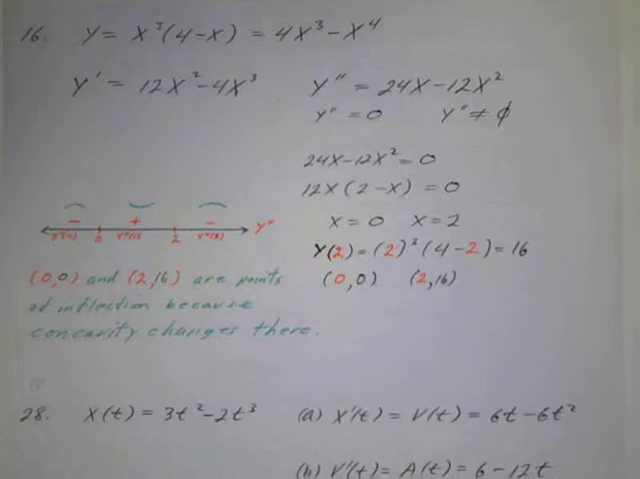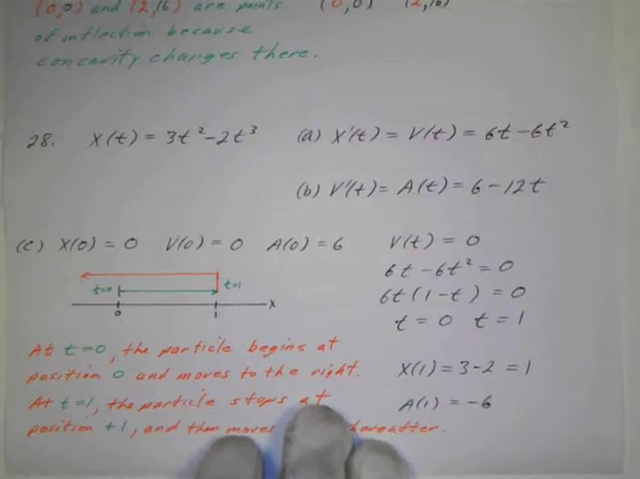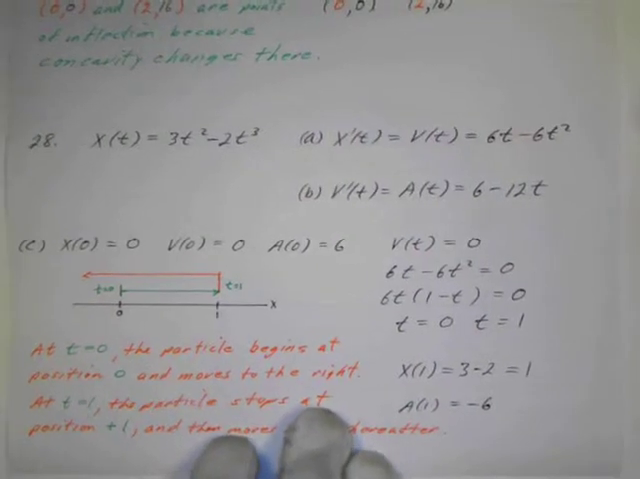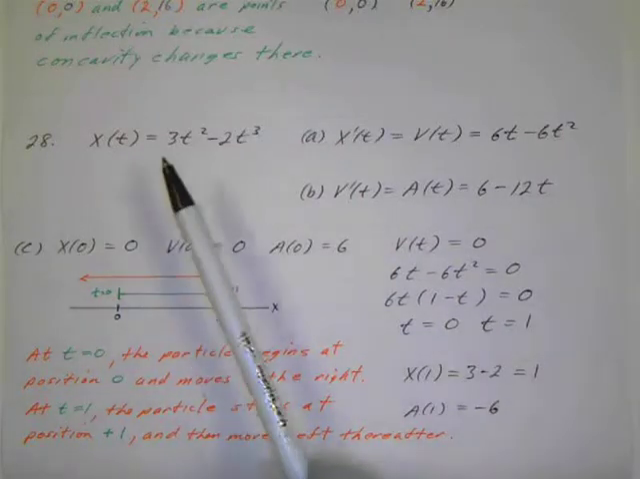And then we have a motion problem again. We want to describe the motion of the particle. First of all, this is number 28, so if this was the position function, we want to find the velocity function and the acceleration function, then we want to describe the motion. This is a little bit different, you'll see, than some of the other ones we've done.